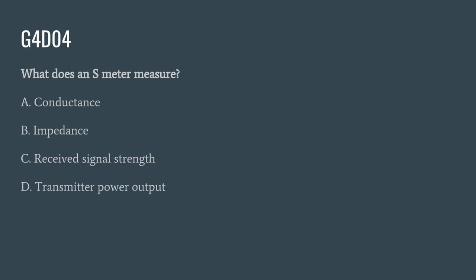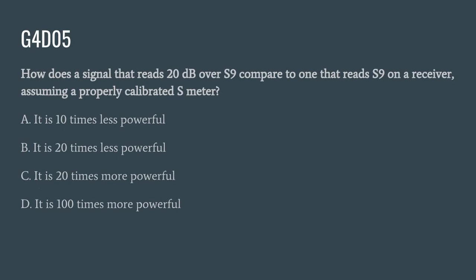G4D04. What does an S meter measure? A. Conductance. B. Impedance. C. Received signal strength. Or D. Transmitter power output. Correct answer C. Received signal strength.